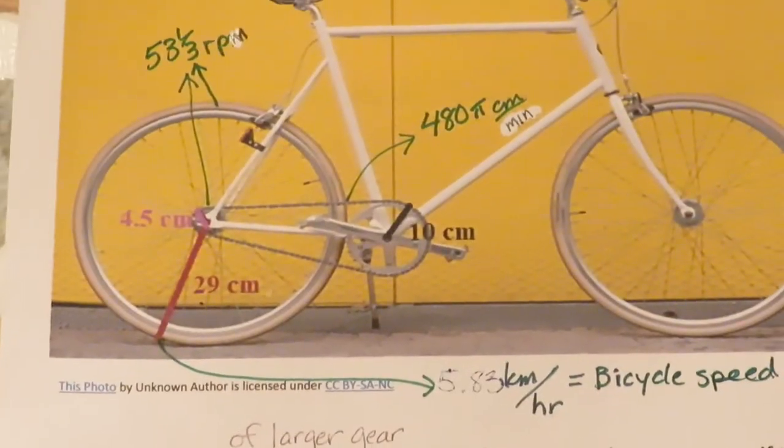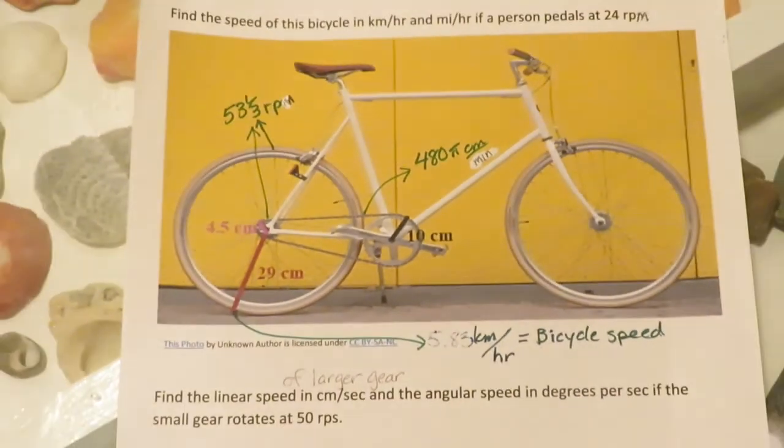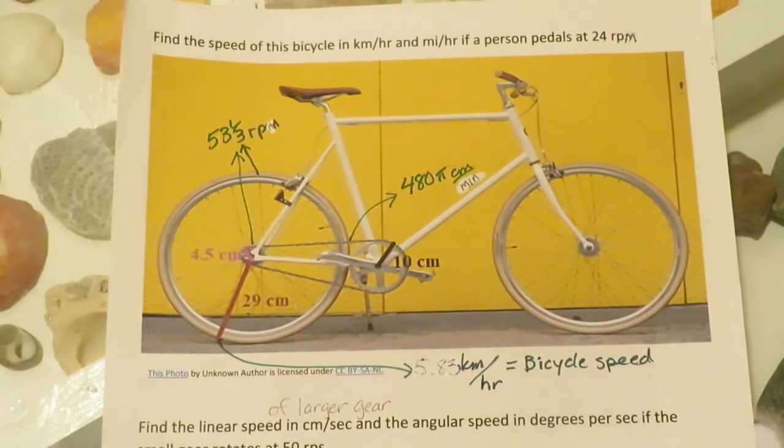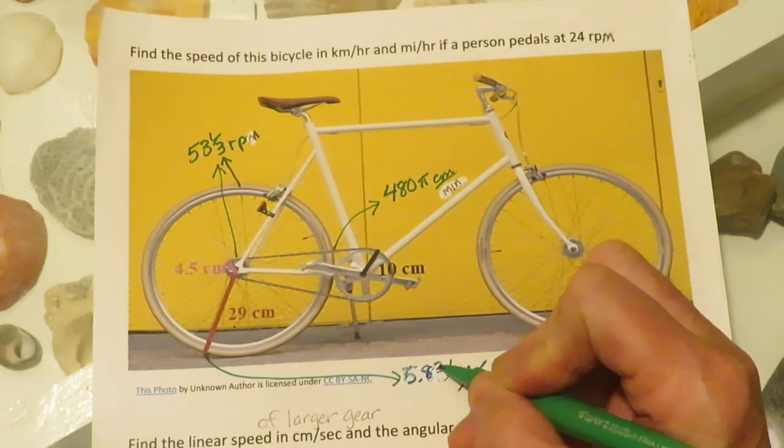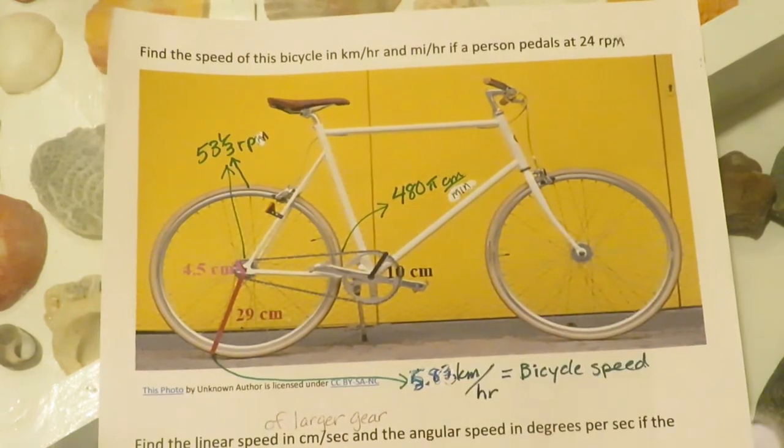All right, so we have figured out that our bike going 24 revolutions per minute with a pedal gear of 10 centimeter radius connected to a smaller tire gear of 4.5 centimeter radius connected to a tire of 29 centimeter radius will end up going a speed of 5.83 kilometers per hour.